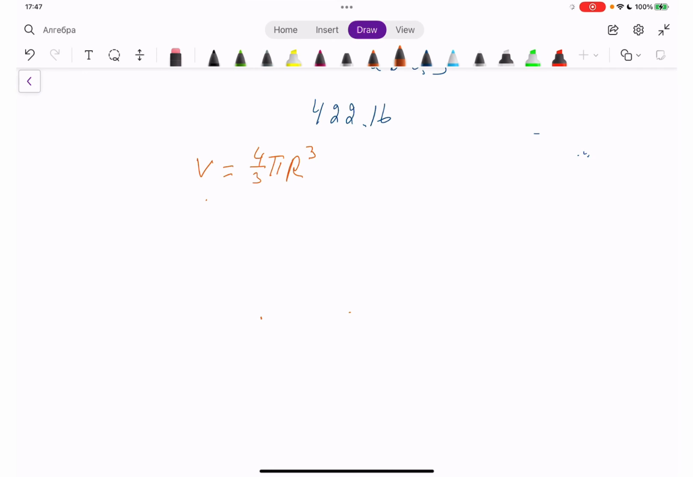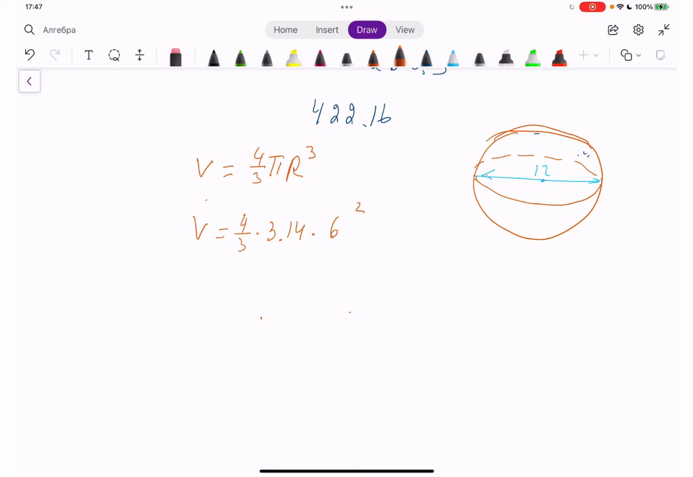If the radius is 12, then the diameter is 12, because we have here, considering this is the radius, sphere, use your imagination, this is supposed to be a sphere, and this length is our diameter. If it is 12, that means the radius will be 6, okay? So we are getting volume is equal to 4 over 3 times 3.14 times 6 cubed.